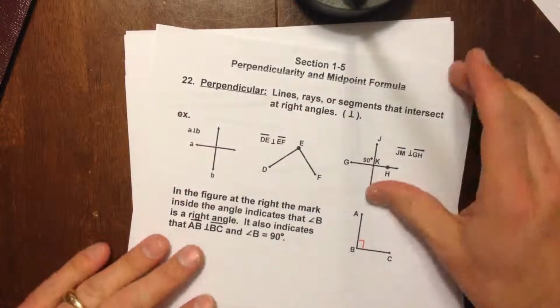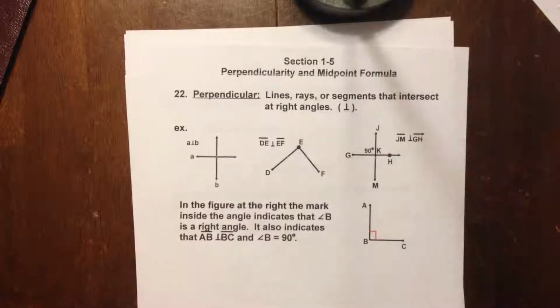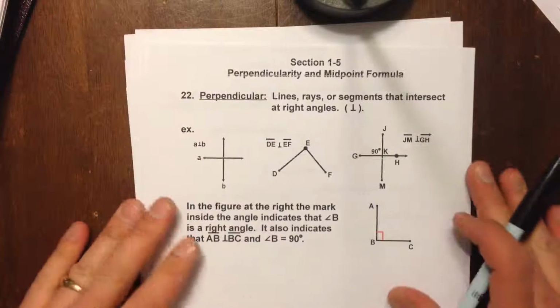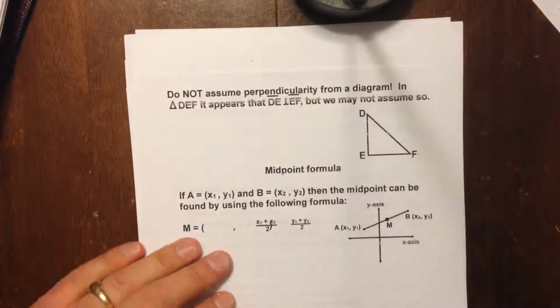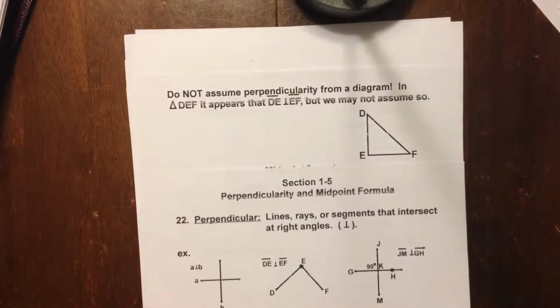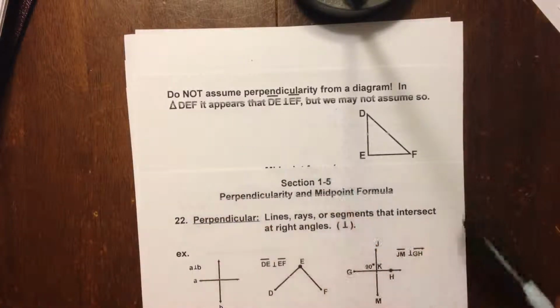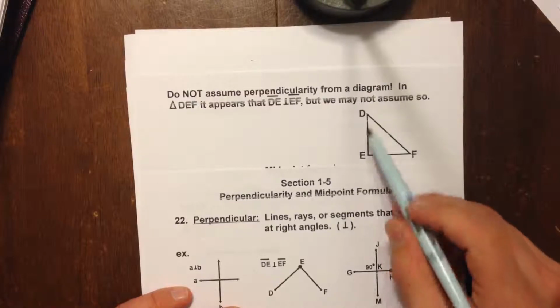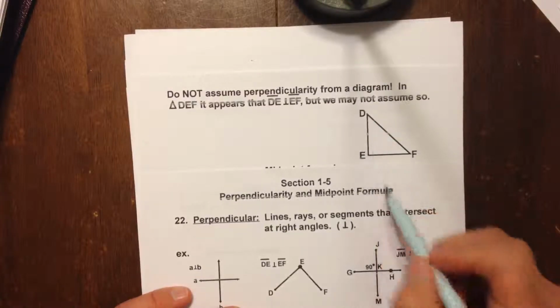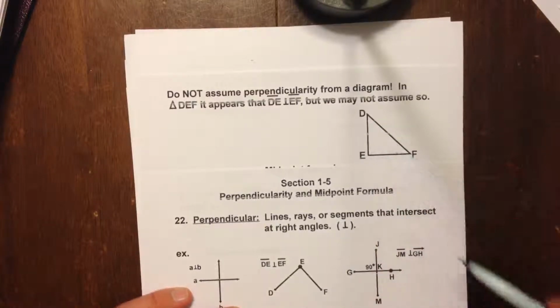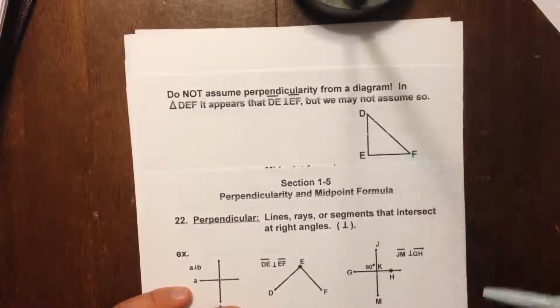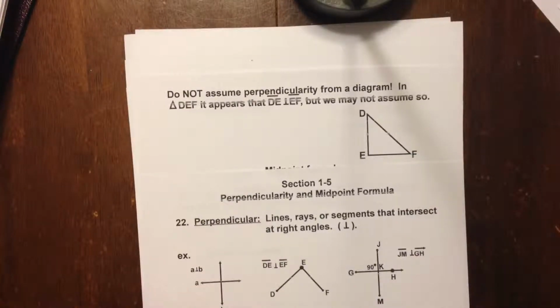Alright, so back to the problems here. At the bottom of that page, it talks about do not assume perpendicularity from a diagram. Never assume. I know this looks like it's perpendicular, DE and EF, but if there isn't a box in the corner, you cannot assume that that's a right angle.